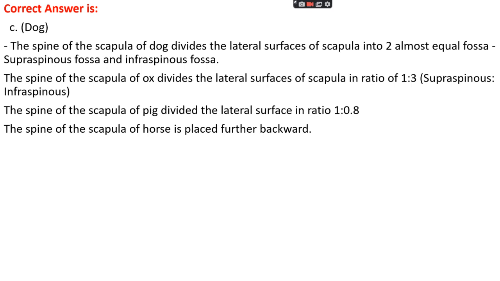The spine of the scapula of the dog divides the lateral surface of the scapula into two almost equal fossae, that is the supraspinous fossa, the upper part, and the infraspinous fossa, the lower part. While the spine of the scapula of the ox divides the lateral surface in a ratio of 1:3, the spine of the scapula of the pig divides the lateral surface in the ratio of 1:0.8. The spine of the scapula of the horse is placed further backward.